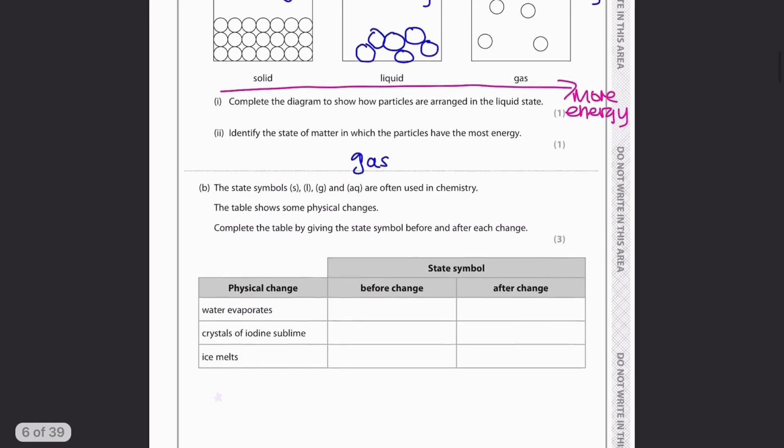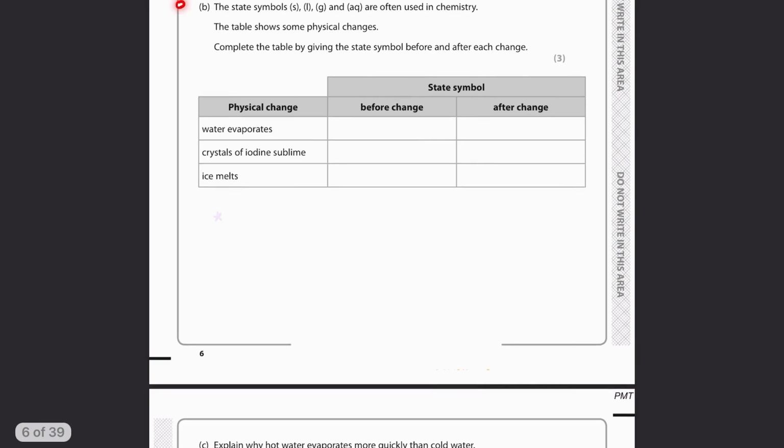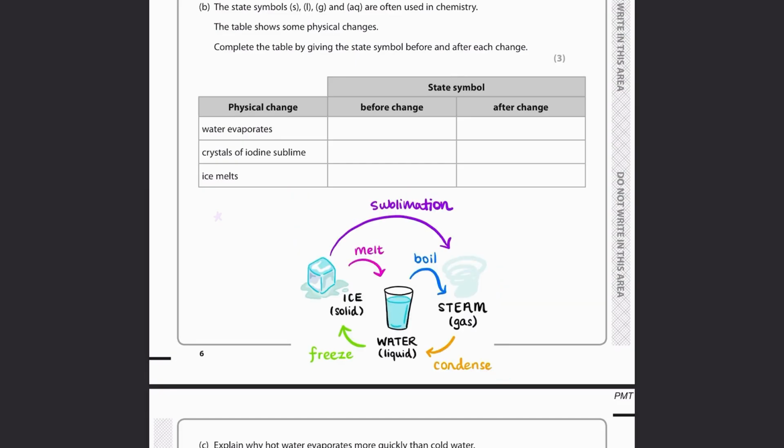Okay, part B. The state symbols, solid, liquid, gas, and aqueous, are often used in chemistry. The table shows some physical changes. Complete the table by giving the state symbol before and after each change. So let's revise changing between different states of matter. I've drawn here 3 states of matter in black: solid, liquid, and gas. I've used H2O here as an example. So you've got ice, water, and steam. And you can see the arrows here show you how it changes state. For example, when ice turns into water, that's from solid to liquid, that's called melting, and so on.